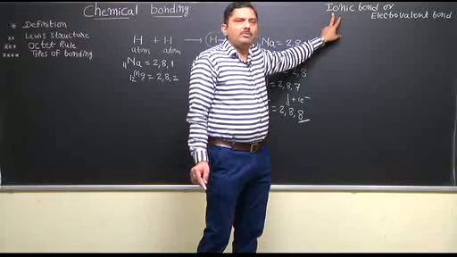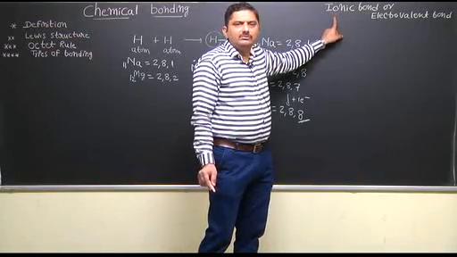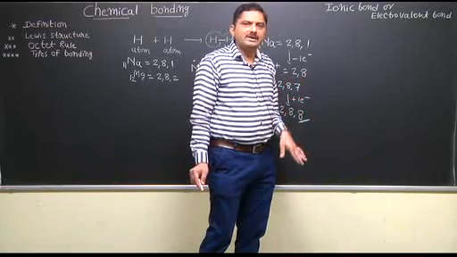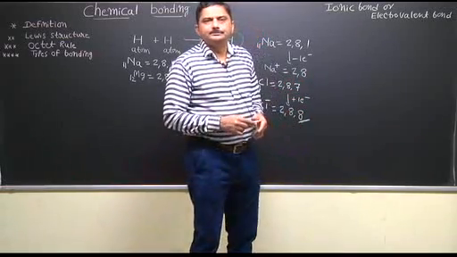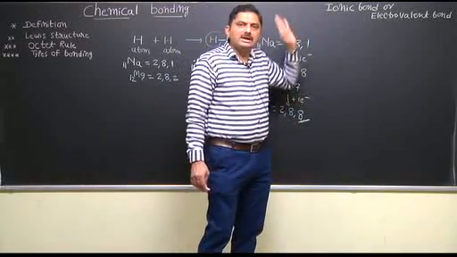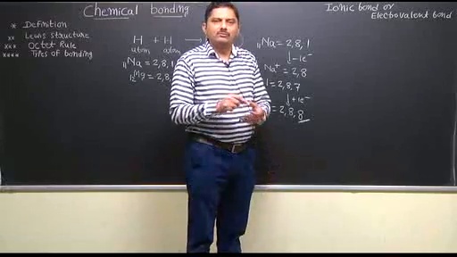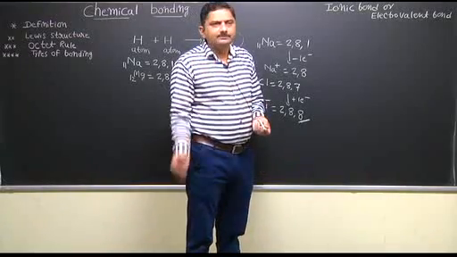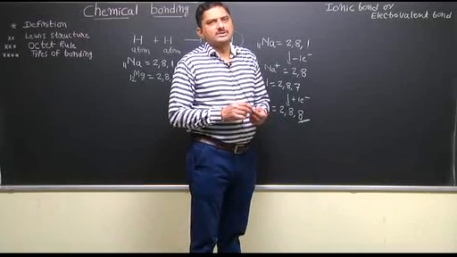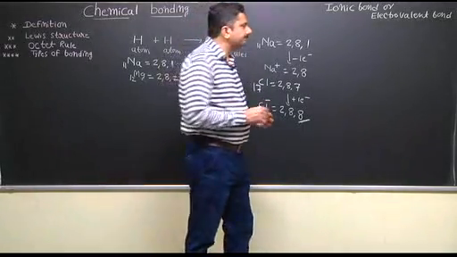This type of bond is formed by shifting of one or more electrons from one atom to another atom. This type of bond is formed by transfer of one or more than one electrons from one atom to another atom. For example, formation of common salt, sodium chloride. How is sodium chloride formed?